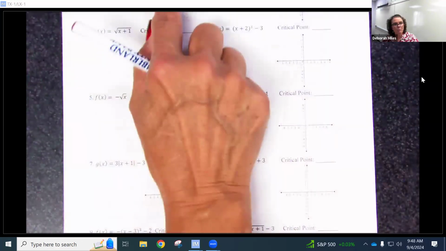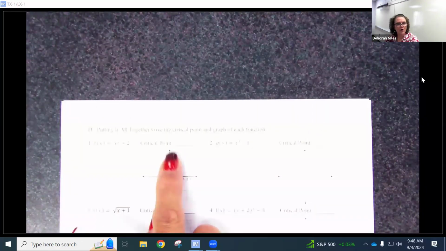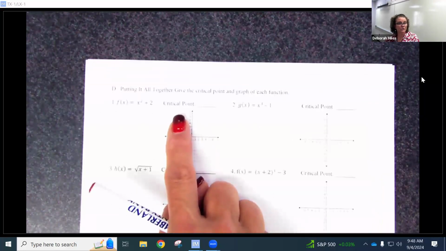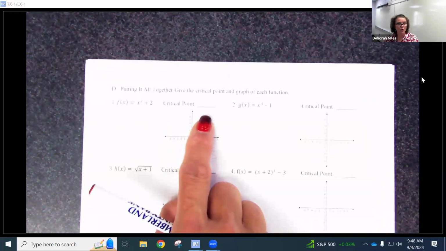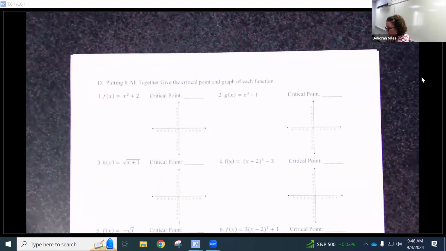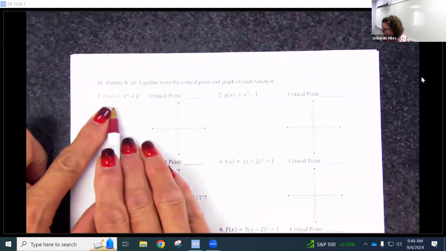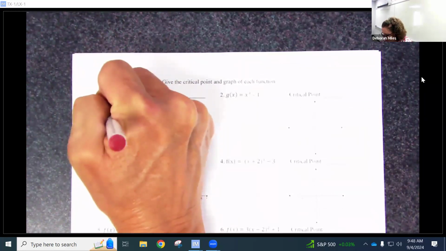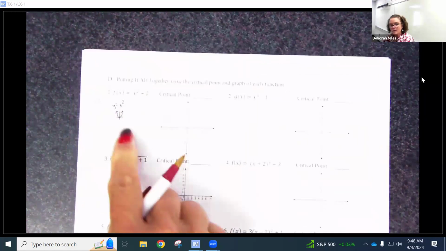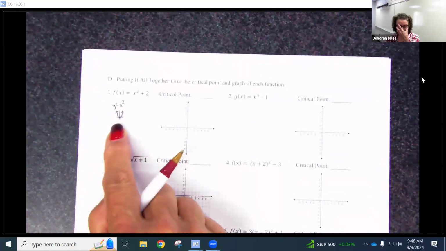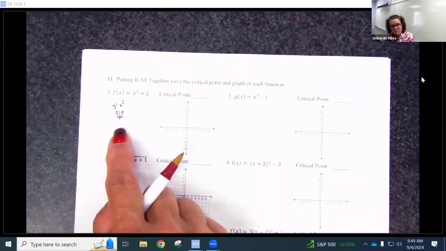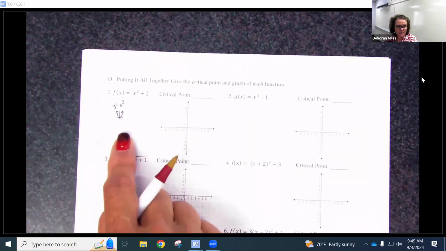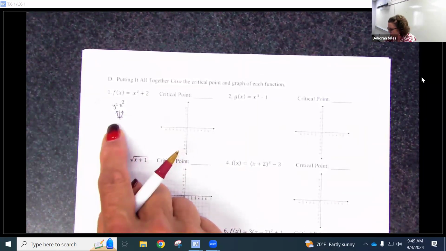Here, when I say critical point, I'm not just talking about the horizontal shift, I'm talking about the horizontal shift and the vertical shift. I'm talking about an ordered pair. So, number 1, I know the basic shape of x squared is this concave up parabola that turns around at 0, 0. You don't have to graph that in your homework or on the test, but if I don't put it on my paper, you can't see the picture in my head. So this is the picture in my head.